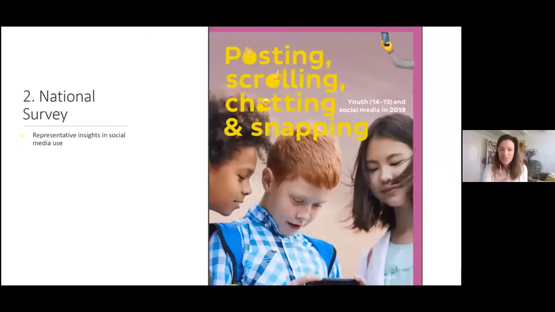Secondly, the national survey. How do these measures and findings generalize to a national representative sample? And what are the most used platforms on a national level? And what are the most frequent activities when engaging in social media use that would actually be helpful to assess in an ESM, right? If something hardly ever occurs, it's not useful to include it in our ESM measures.